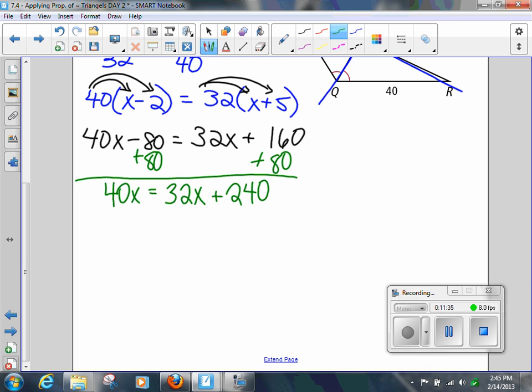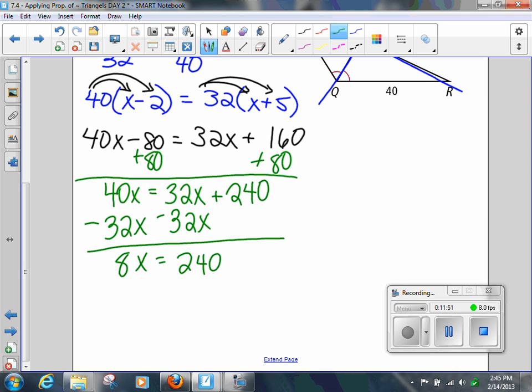How are you going to finish that problem? Subtract 32x. That gives us 8x is equal to 240. Now what, everybody? Divide by 8. X is equal to 30.